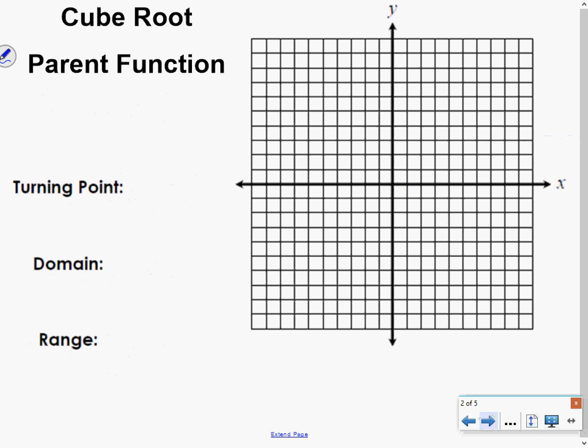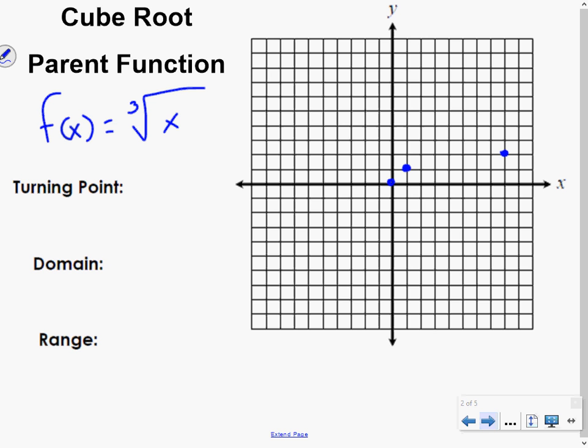Okay, let's look at the cube root parent function, which is just the cube root of x. And because we can cube root negative numbers, it's not going to have an end point like the square root function does. Okay, we're going to have arrows on both sides. So let's just start in the center. If I cube root 0, I get 0. Now I want you to think of your perfect cubes. 1 is a perfect cube, so if I cube root it, I get 1. My next perfect cube is 8. So if I cube root 8, I get 2.